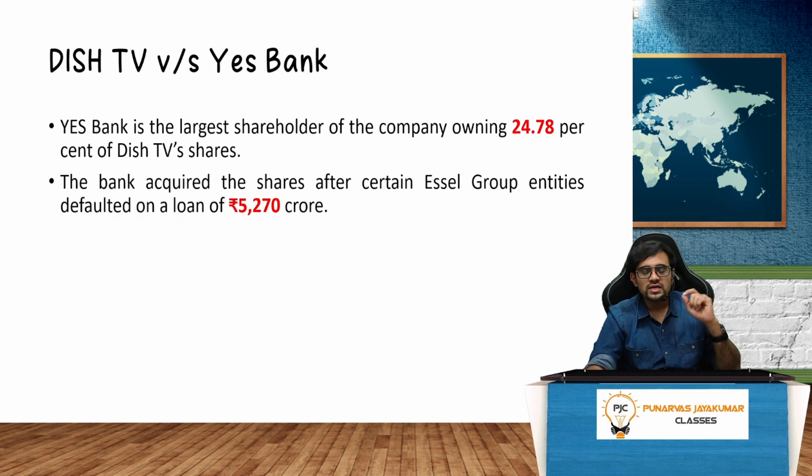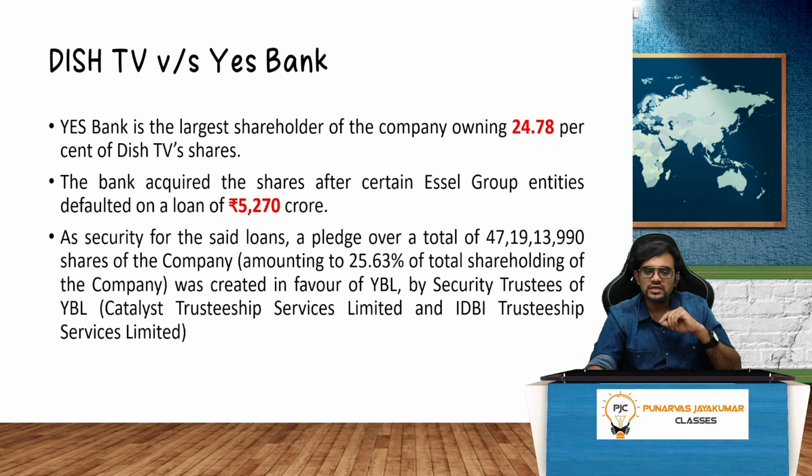The bank had acquired the shares after certain SL Group entities defaulted on a loan of 5,270 crore. The entire group of companies is called SL Group, managed by Mr. Subhash Chandra. Crazy. As security for these loans, Yes Bank gave a loan of 5,270 crore, and there was a pledge. Pledge, again, you would have studied in CA Foundation and CA Inter. How important these concepts are, guys, today we'll come to know.